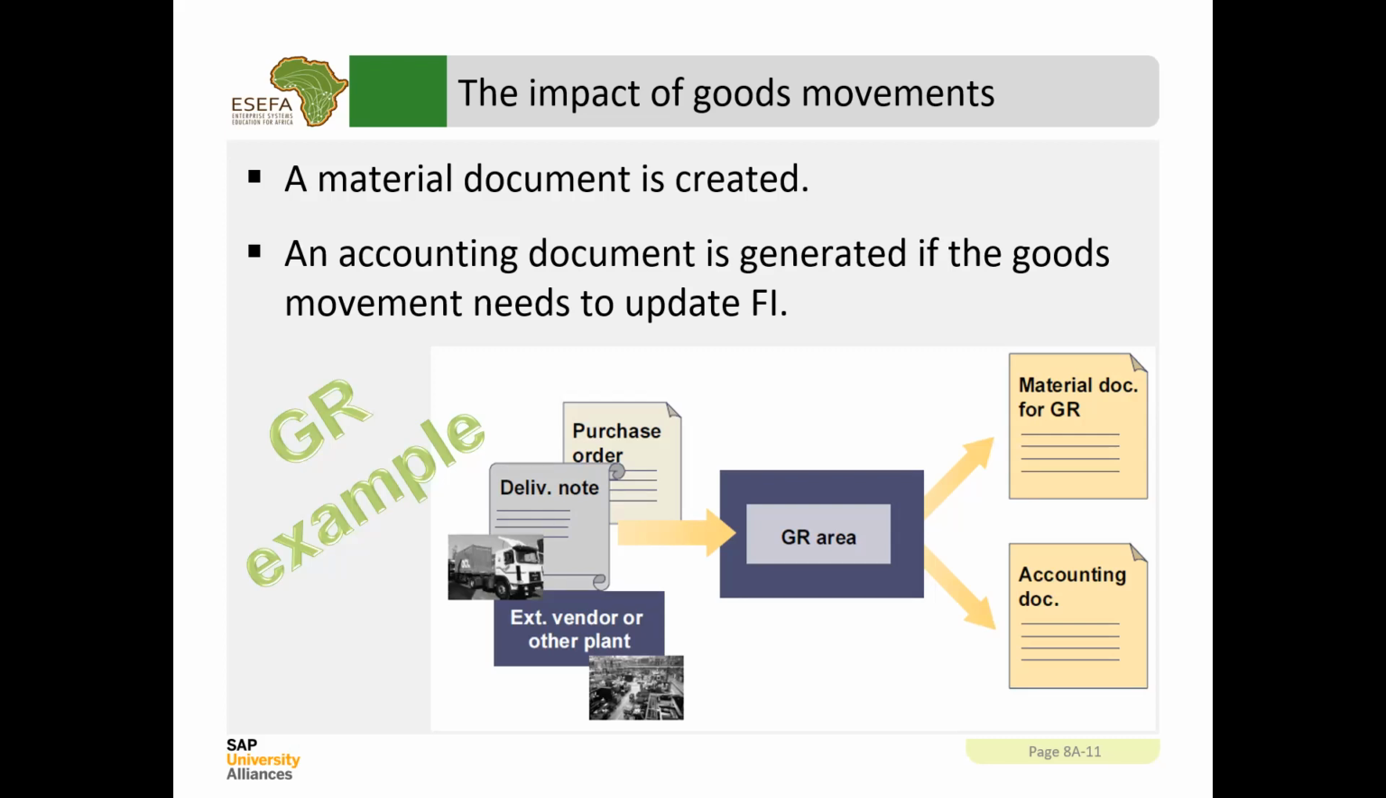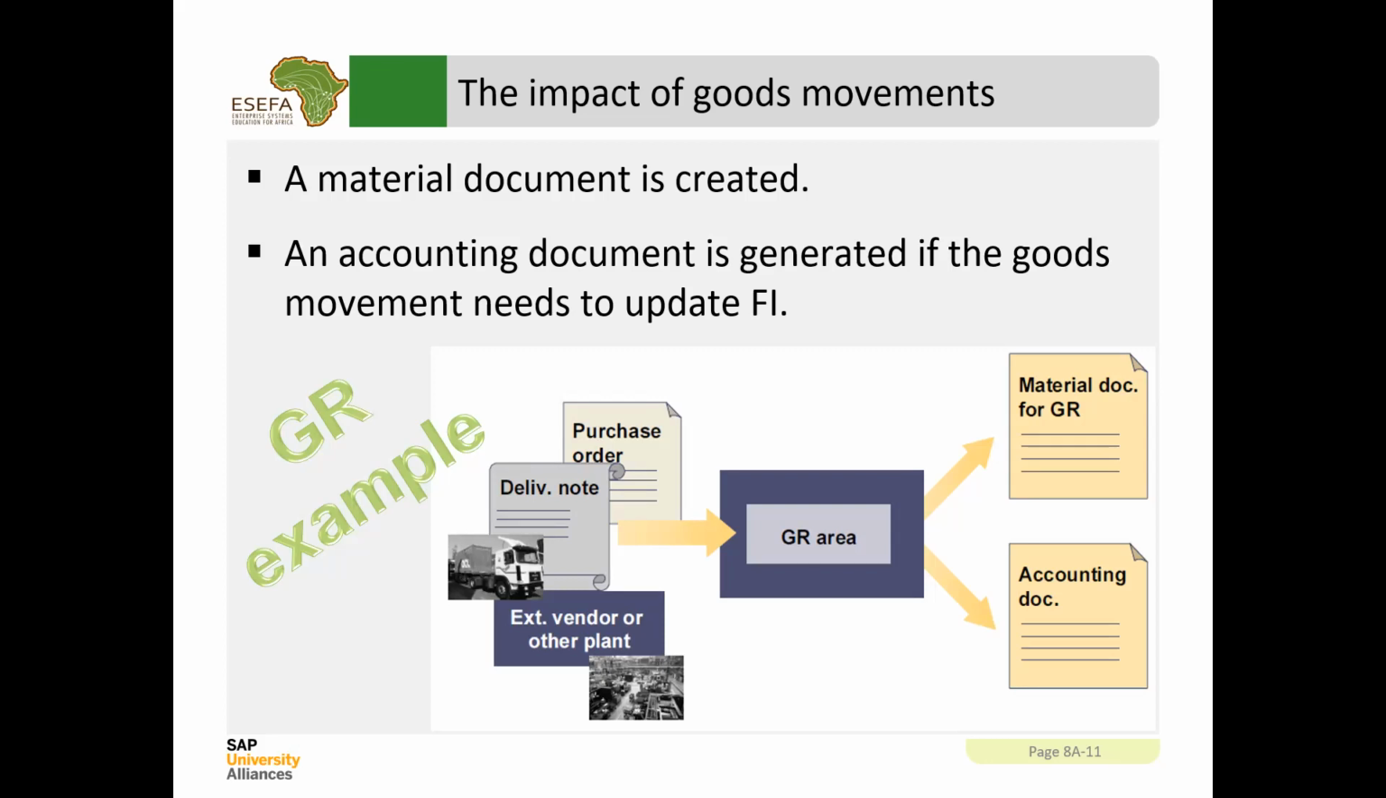So there is a delivery note, you see purchase order. Purchase order is under procurement when you're getting raw materials from a vendor. So purchase order, you see delivery note, external vendor or other plant. Material document to goods receipt area. So you see products coming in as goods receipt from purchase order, from delivery note, from external vendor.